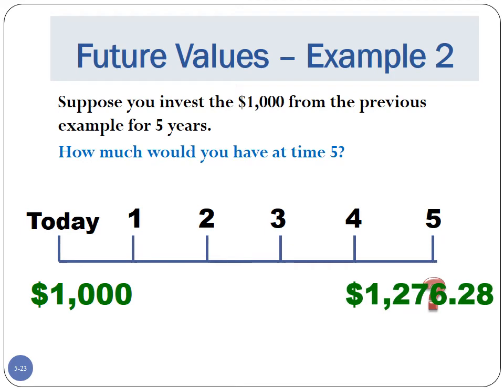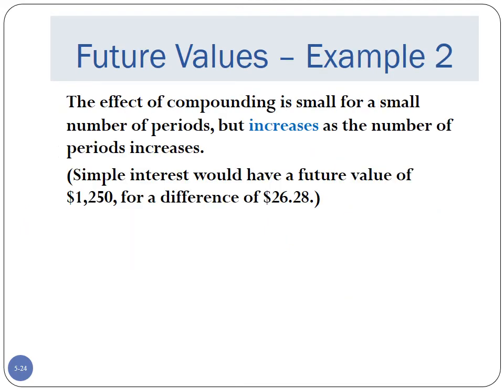You would have $1,276.28. The effect of compounding is small for a small number of periods, but increases as the number of periods increases. This is very important. Just remember that the compounding effect is smaller for a shorter time and smaller number of periods, but increases as the number of periods increases.